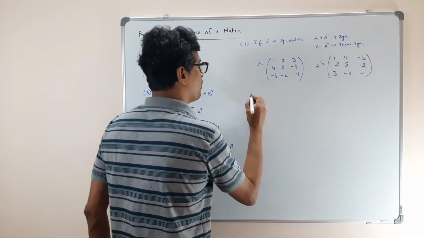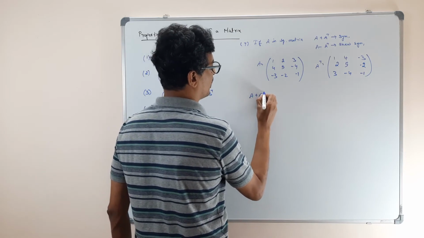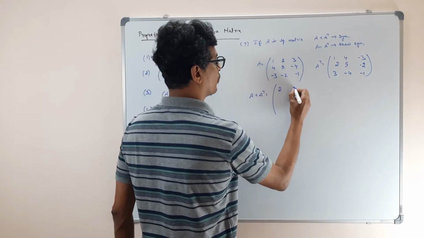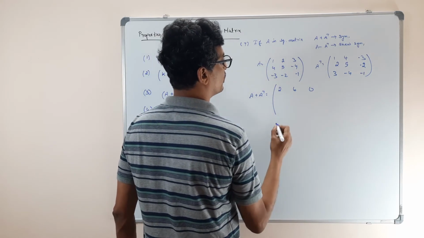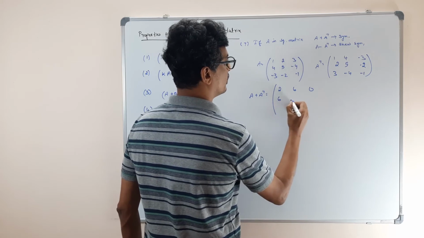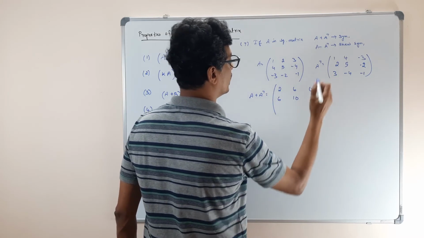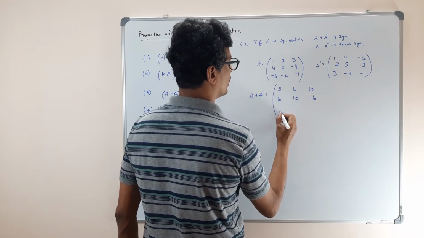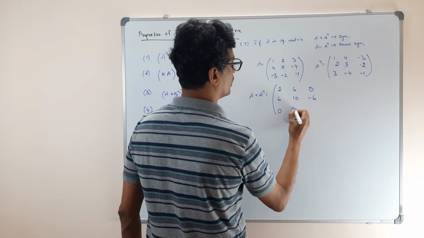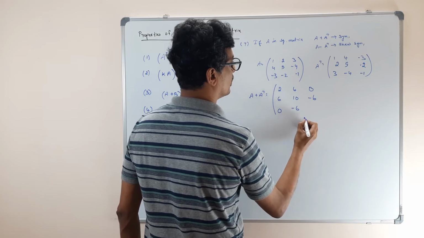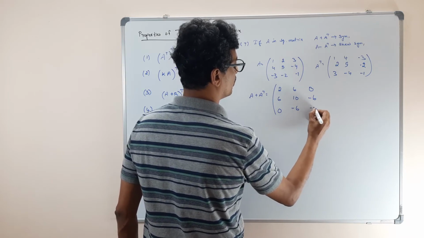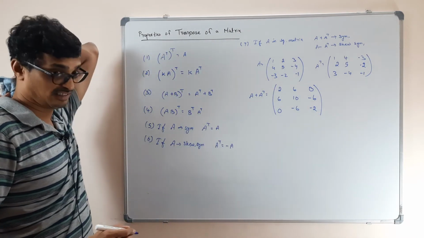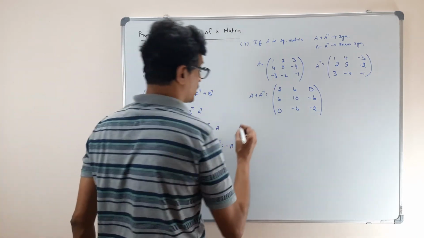So what is A plus A transpose? Tell me. 2, 6, 0. Next one: 6, 10, minus 6. 6, 10 and minus 6. 0, minus 6, minus 2. Is it symmetric? Correct? Let us take the difference of it.